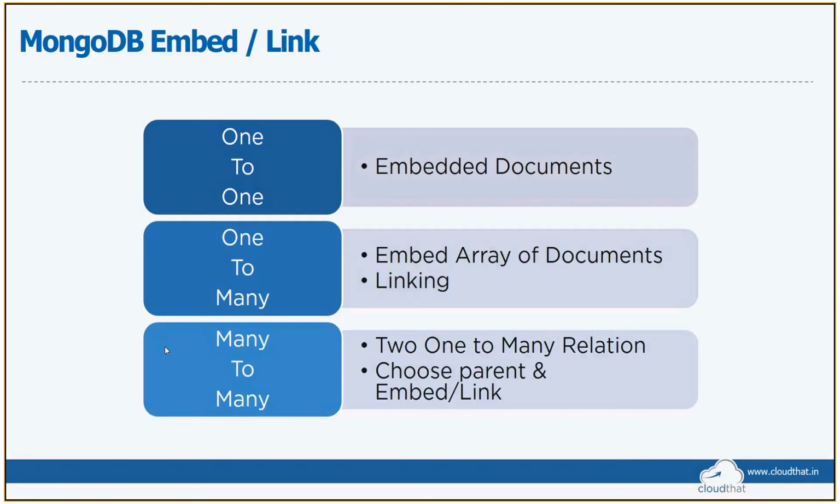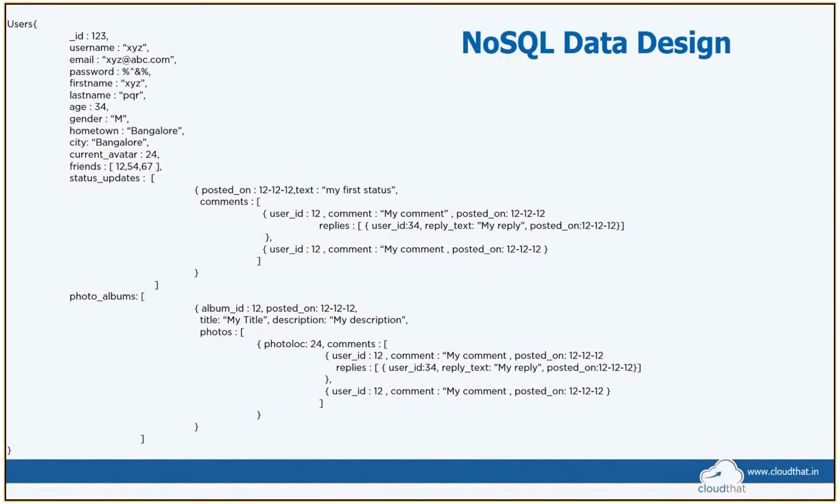Similarly, I have status updates, and I have posted time, and under each status update I have the comments also. I posted one single status here because of the size of the data: what is the time that it was posted, what is the text, that is my first status, and the comments under that particular status. And of course the photo albums also, with the album ID, posted on, and the photos under that, and of course the comments on the posted photos also. So if you see, I was able to bring everything into a single collection, but the question that you need to ask is, is the single collection good for my application?